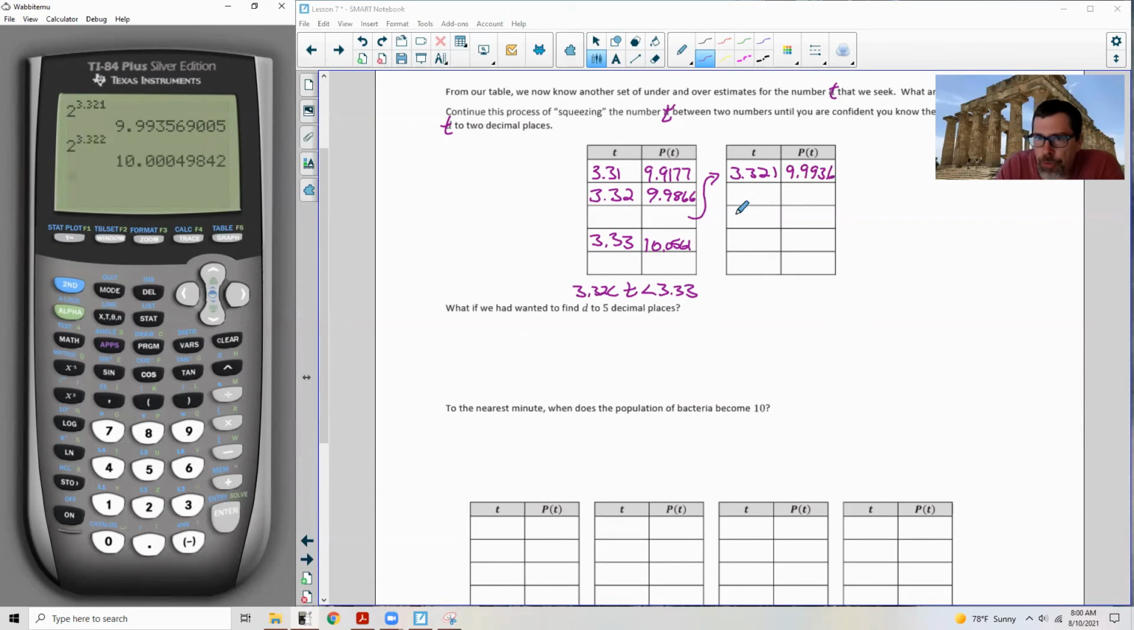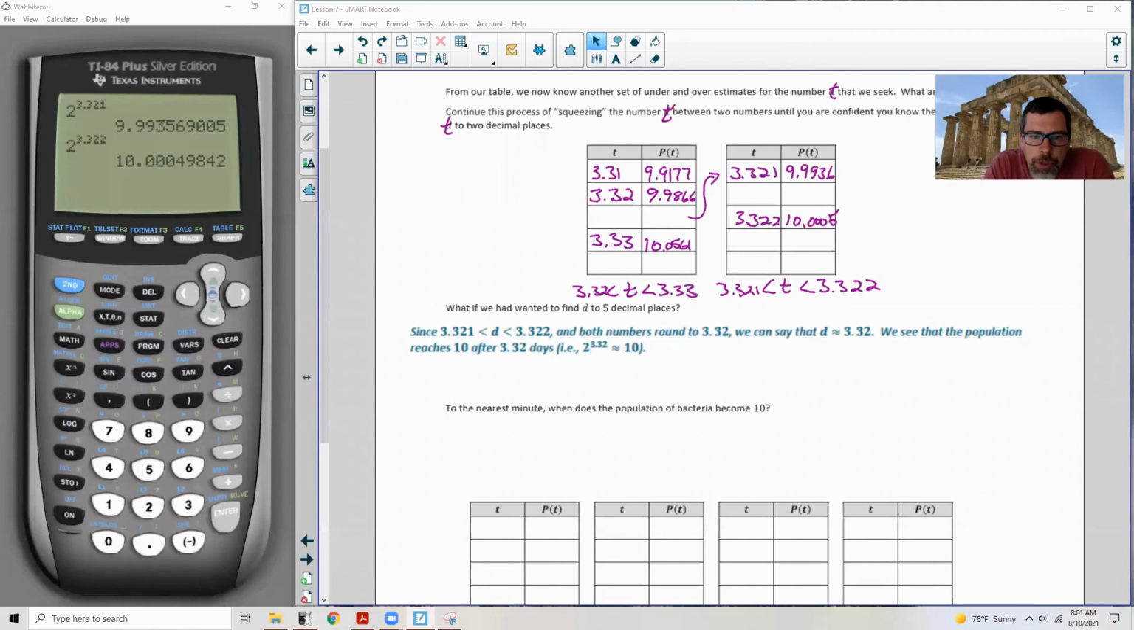Okay. So 3.322 gave us 10.0005, 1,000th over. So then we'd go out to the 1,000th position and so on, but I'm not going to. But I now know that t is greater than 3.321, but less than 3.322. So what if we wanted to find t to 5 decimal places? Well, we'd keep going, wouldn't we?